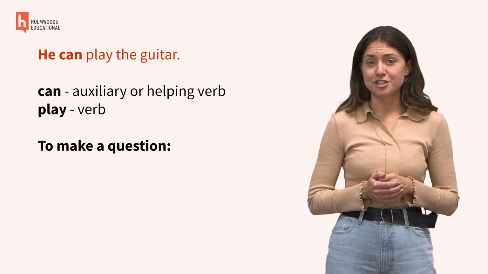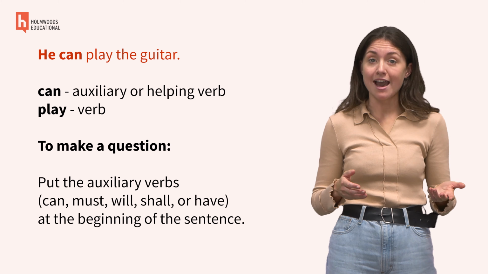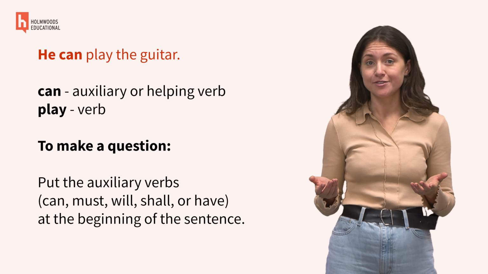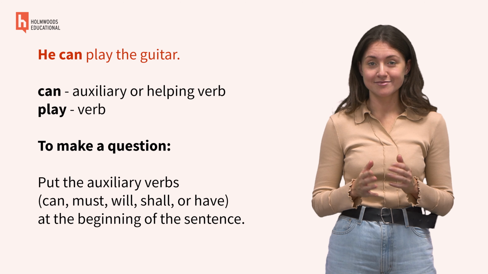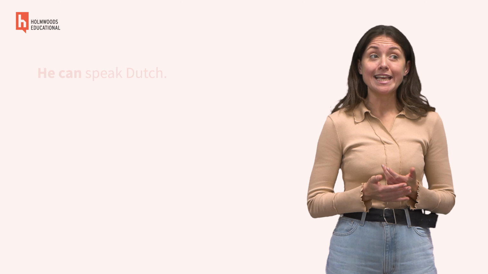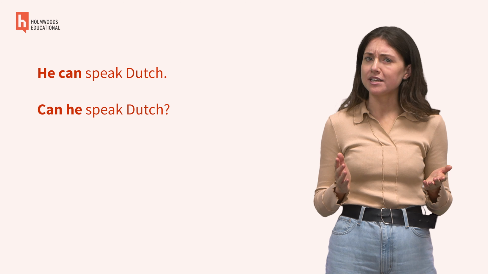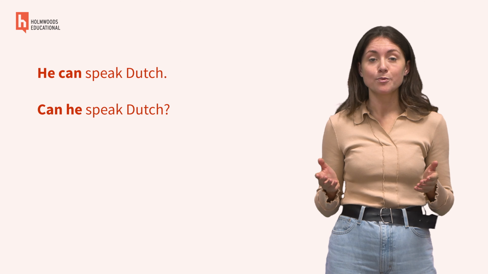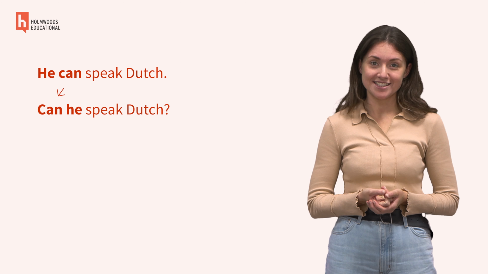To make a question, you also have to put the auxiliary verbs can, must, will, shall, or have at the beginning of the sentence. For example, he can speak Dutch. Can he speak Dutch? Can changes places with he and moves to the beginning of the sentence.